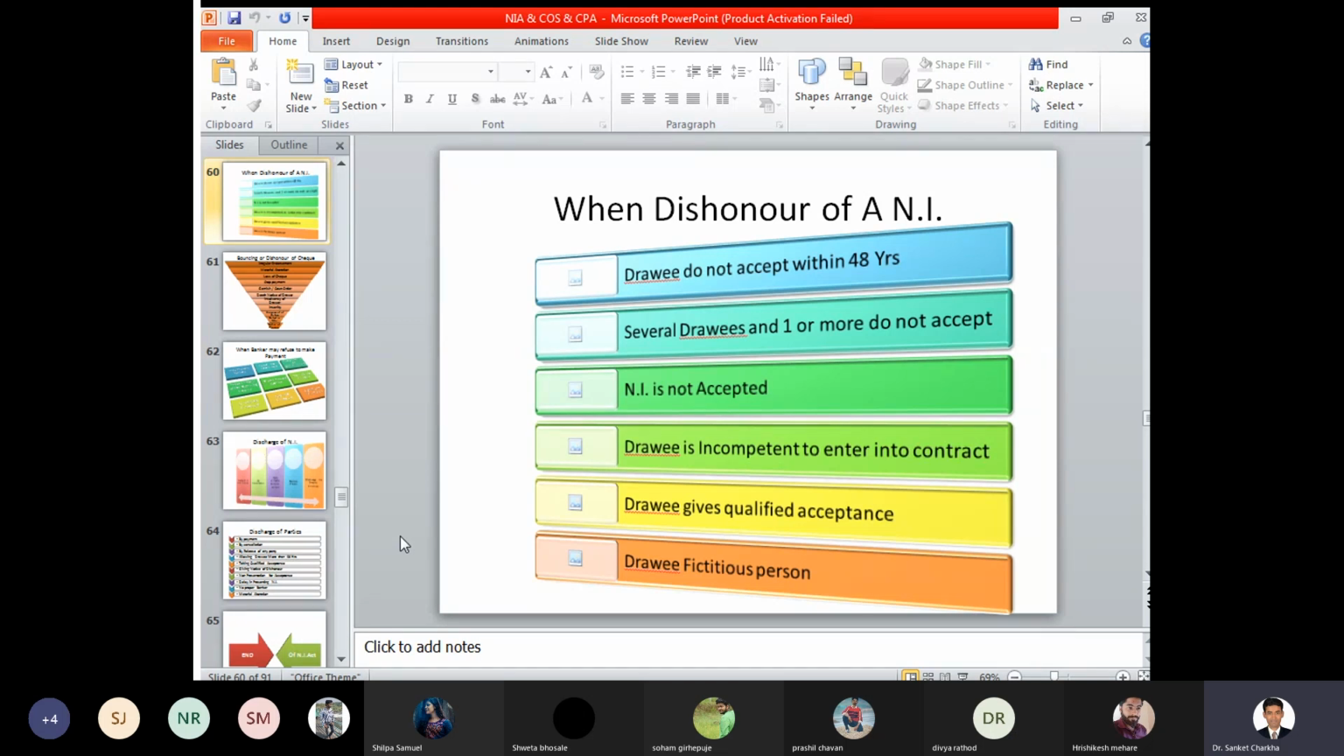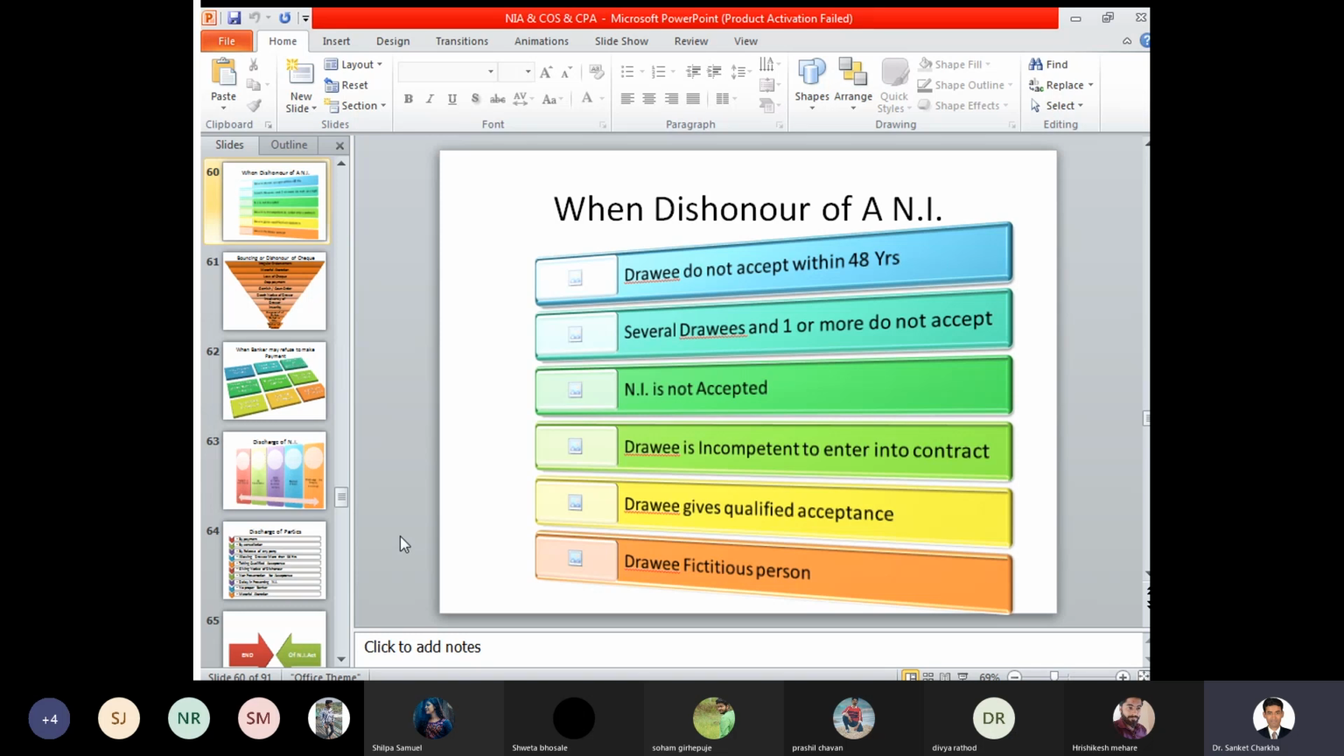If there are several drawees, each and every drawee must accept that negotiable instrument, and hence it is of major consideration that the negotiable instrument must be honored. In order to be honored, all the parties to the negotiable instrument must accept it in this specific format within a specific time duration only. Negotiable instrument is not accepted: if even one party is not accepting, then the negotiable instrument gets dishonored.